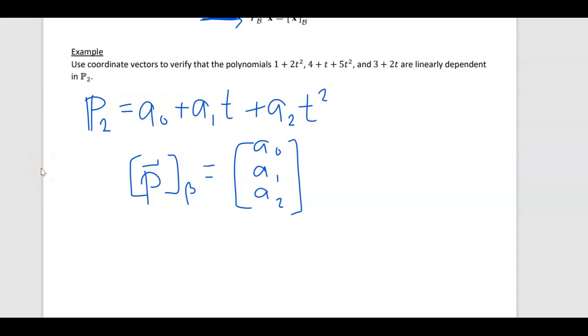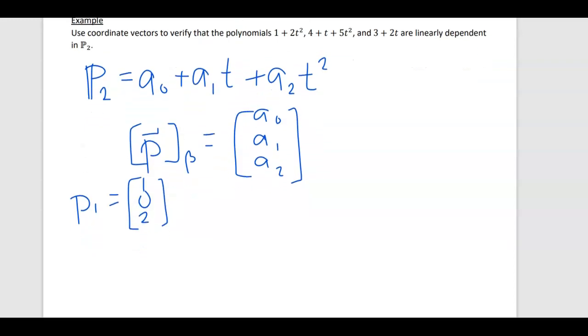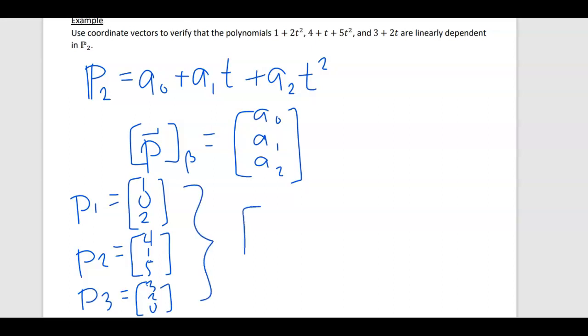So let's use this to find polynomial representations in matrices of the coefficients for the three that are given. So maybe we call this P1. So those coefficients would be 1, 0, 2. P2, those coefficients would be 4, 1, and 5. And P3, those coefficients would be 3, 2, and 0. And let's put these all together in a matrix.